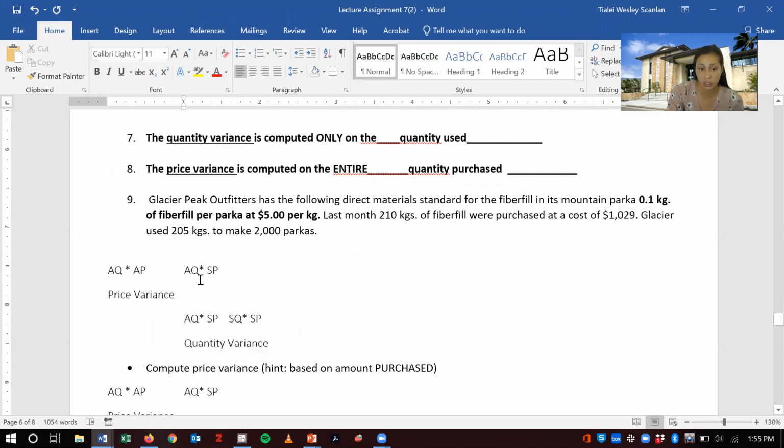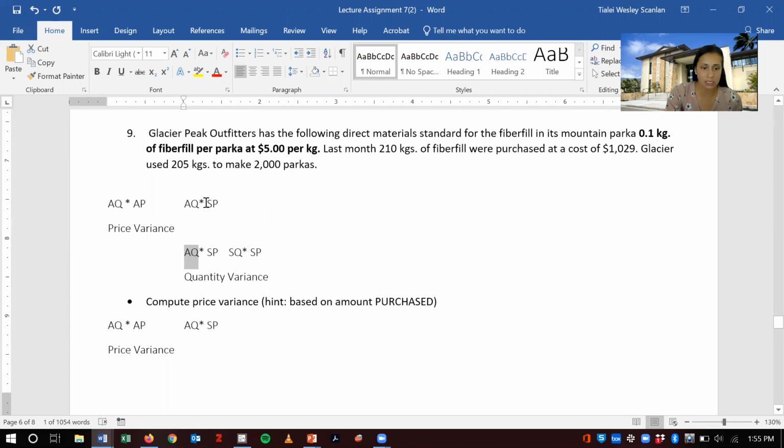This actual quantity will change because they purchased 210 kilograms, but they're not using 210 anymore, they're only using 205 kilograms. So we're going to use 205 for the quantity variance. Note that small detail. Compute the price variance based on the amount purchased. They actually purchased 210 kilograms at a total cost of $1,029, but we need to find the actual price per kilogram of fiber fill.